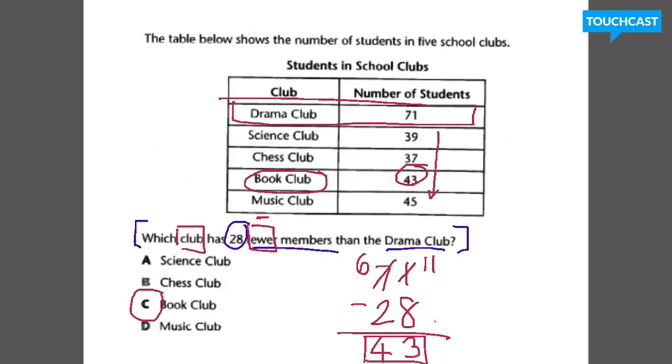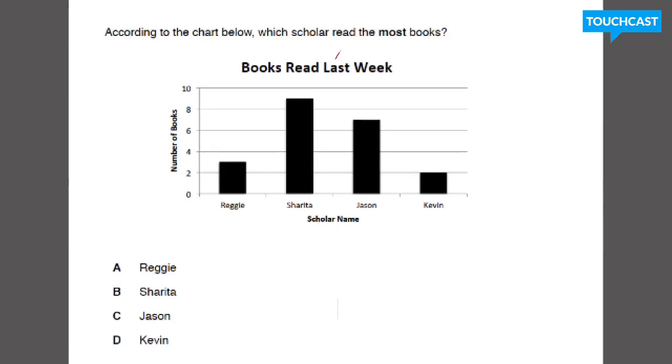Check your work. Alright, this next problem is fairly easy, so let's go ahead and take a look. So we have a bar graph. According to the chart below, which scholar read the most books? Pause this video now and decide which scholar read the most books. Good luck.